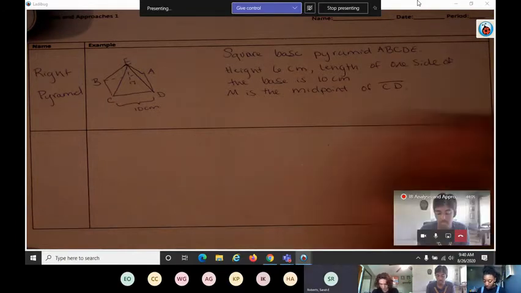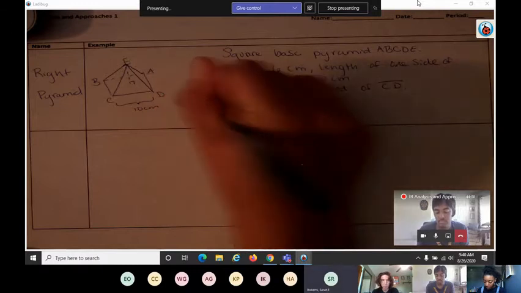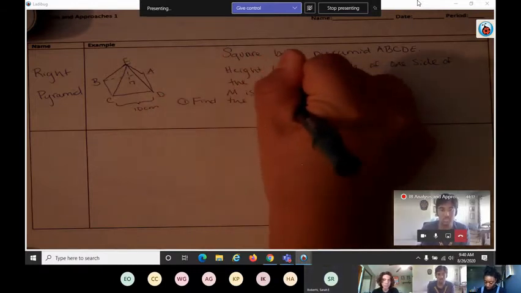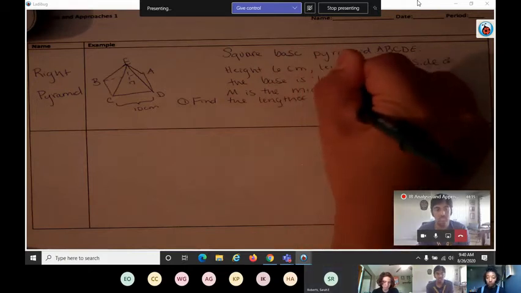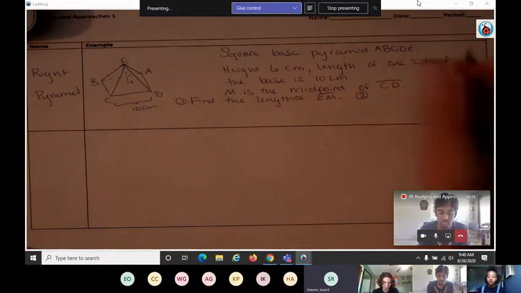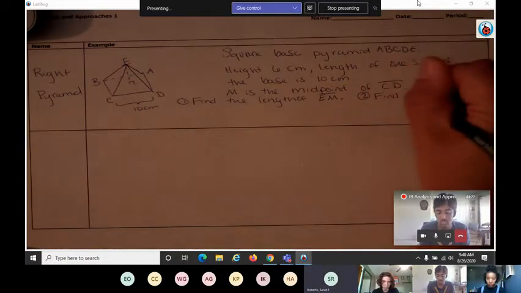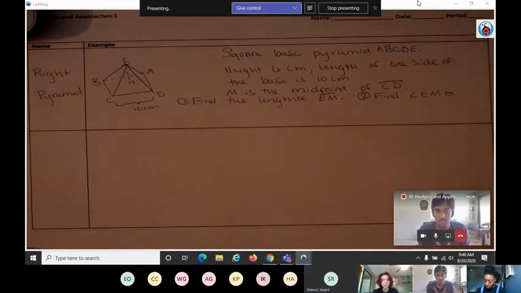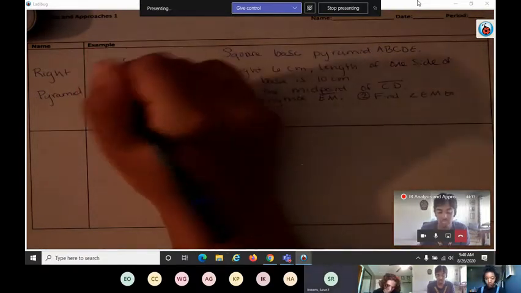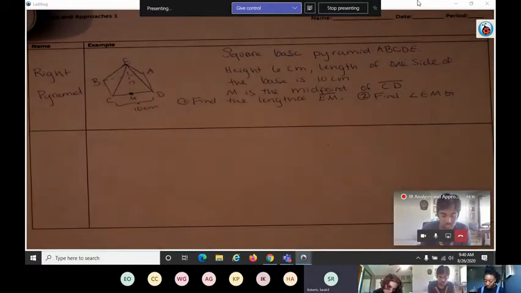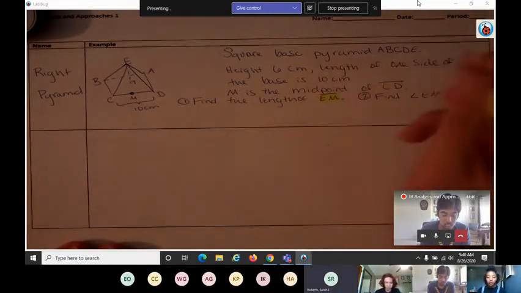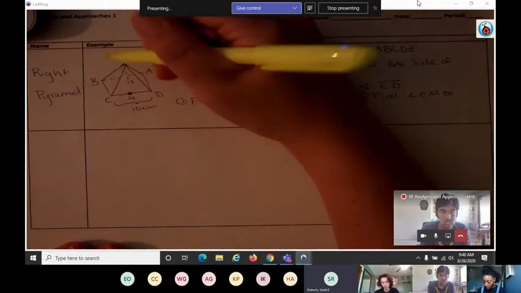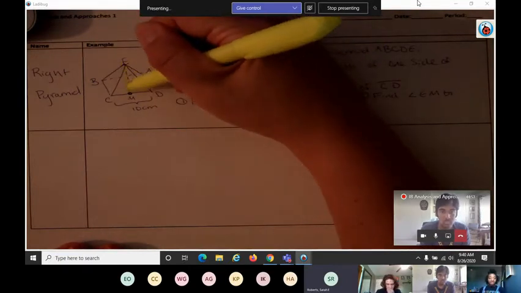Okay. Part 1 is to find the length of EM. Part 2 is to find angle EMG. So M, it says, is the midpoint of CD, so our M is right here. Let me grab a different color so that we can highlight the things that we are looking for. Okay, so the length of EM goes along the edge of my triangle and is the slant height right here.